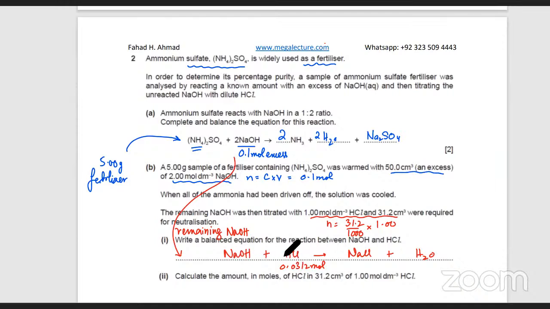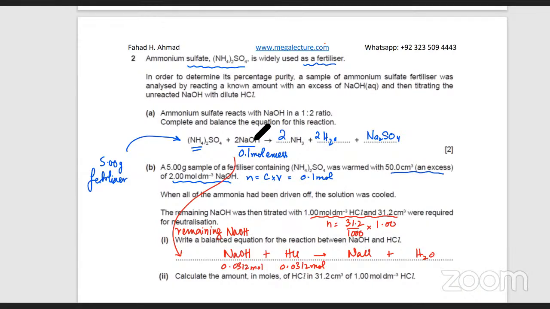It's 1:1, so what will the moles of NaOH be? It's going to be 0.0312 moles. So we can now find out how much NaOH actually took part in the reaction. If you added 0.1, at the end there's still 0.0312 left. So how much actually took part in the reaction? You subtract the two. You added 0.1, 0.0312 is still left at the end. So find the difference, what do you get?